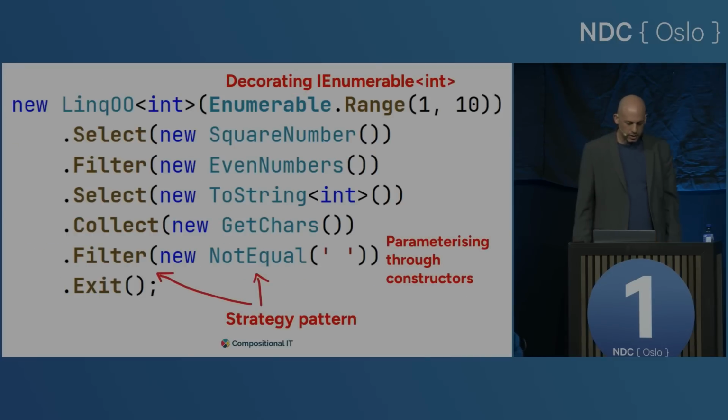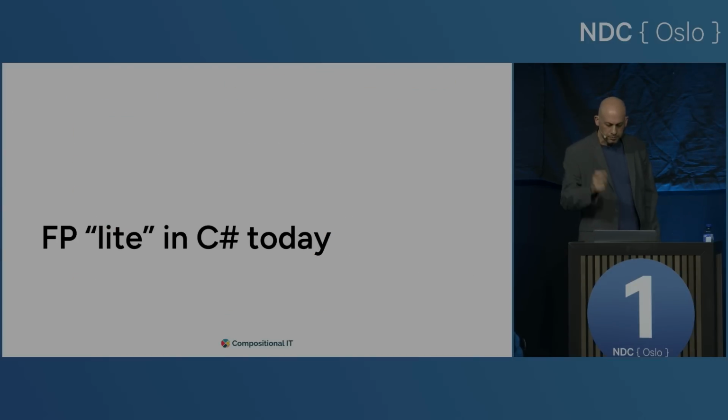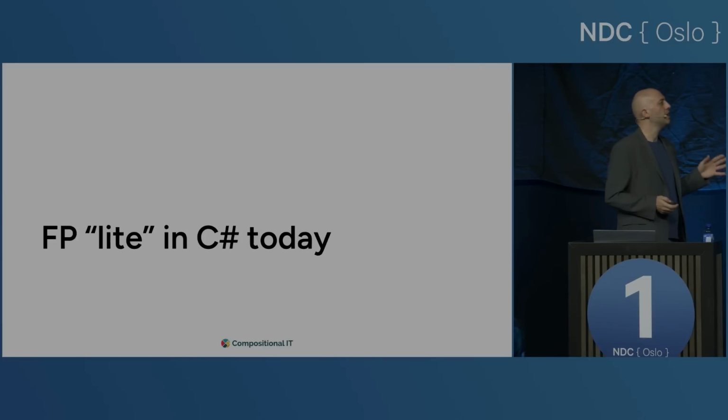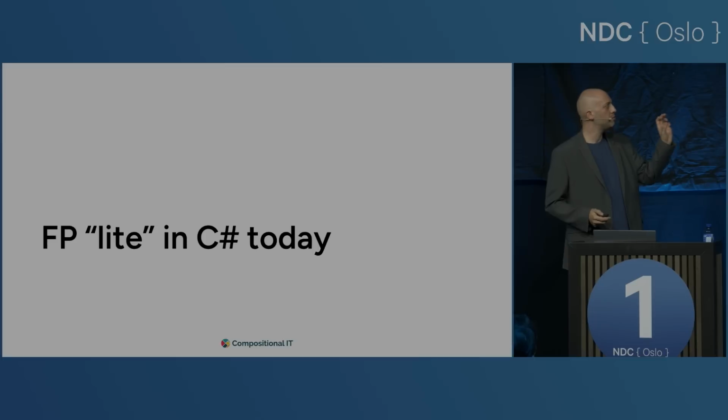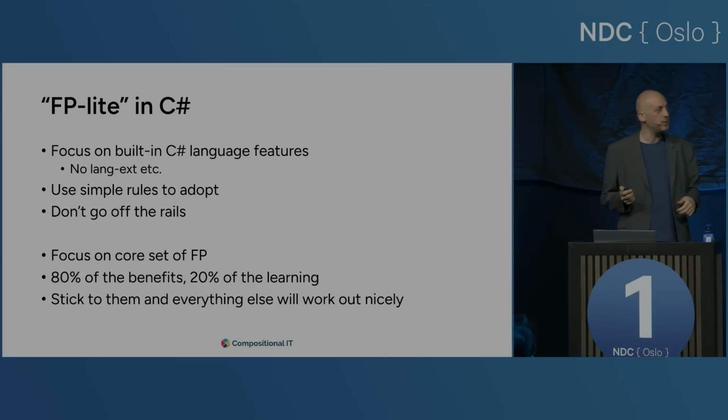That's a good click. So just so you can see, that's the distinction that I'm getting at. It's not so much the lambda expressions that's important. So what would FP-lite look like? If we wanted to do FP in C# today, what sort of features would we be looking at?